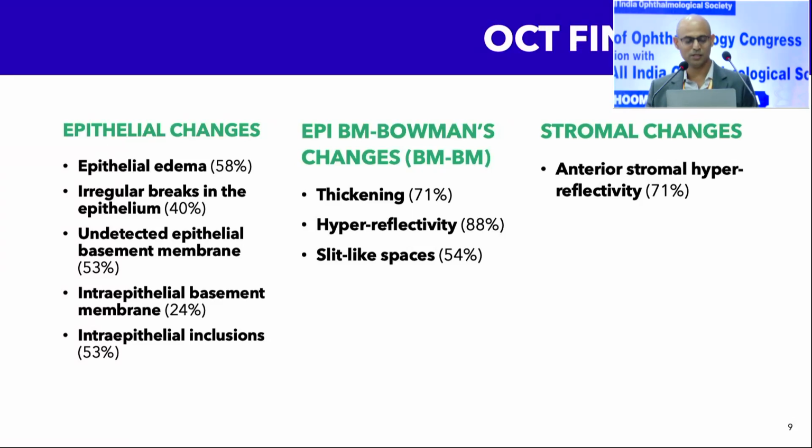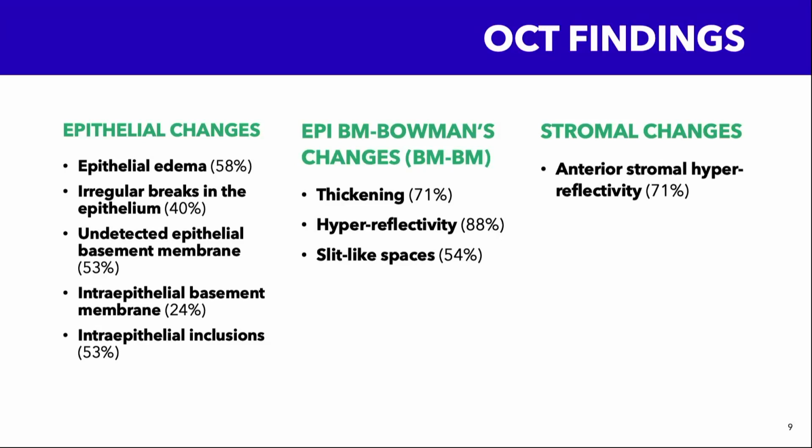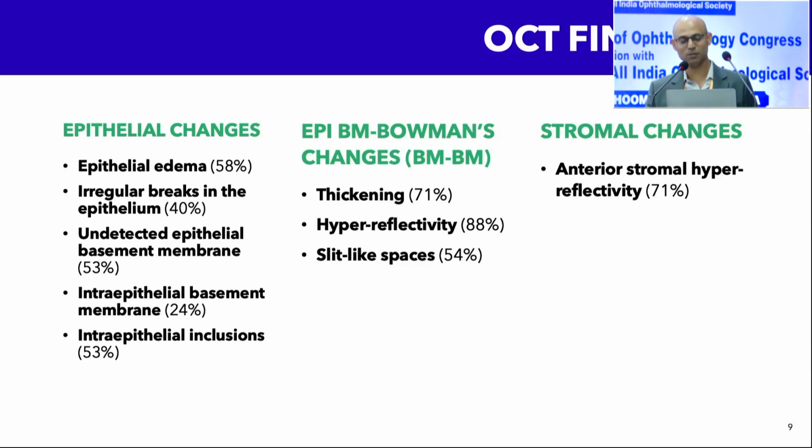So epithelial changes, the most common was epithelial edema, which is thickening of the epithelium, irregular breaks in the epithelium seen in 40%, undetected epithelial basement membrane in 53%, intraepithelial basement membrane, and intraepithelial inclusions. I'll show you images of all of these, how they look. The BMBM changes, which is the Bowman's membrane, basement membrane changes, were thickening of the junction in 71%. Hyperreflectivity was the most common sign across the board, 88%, and slit-like spaces in between the two layers. And stromal changes like anterior stromal hyperreflectivity, which is basically because of scarring in the anterior stroma.